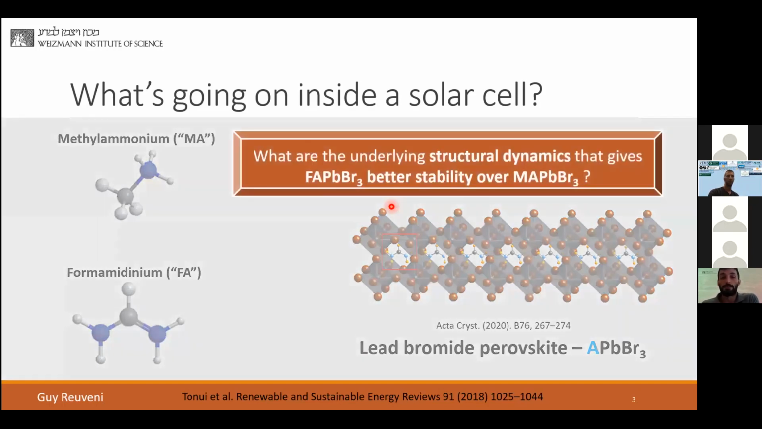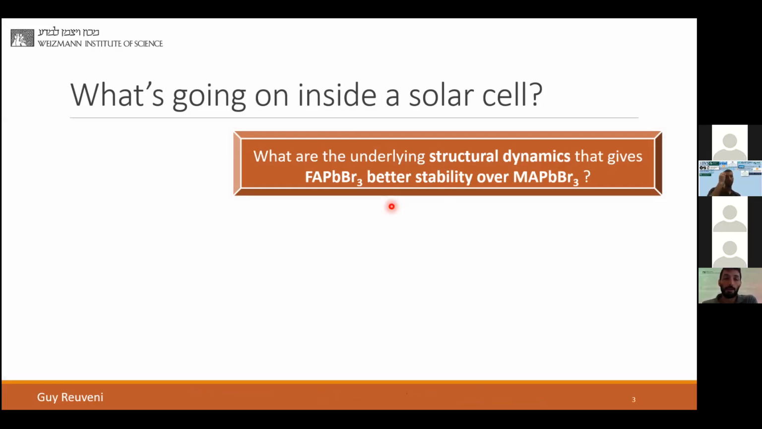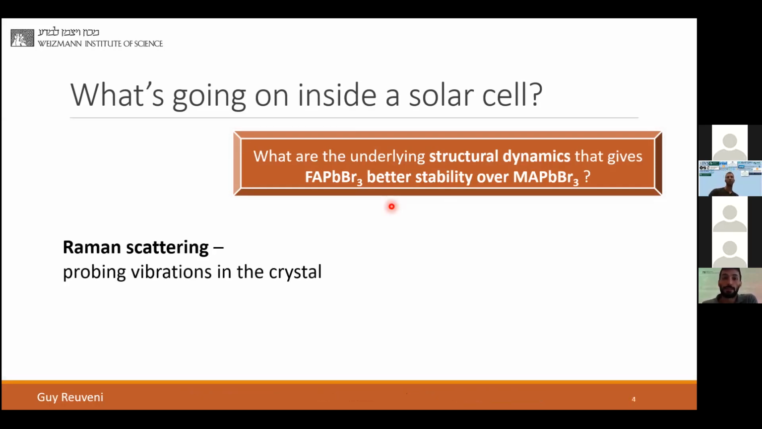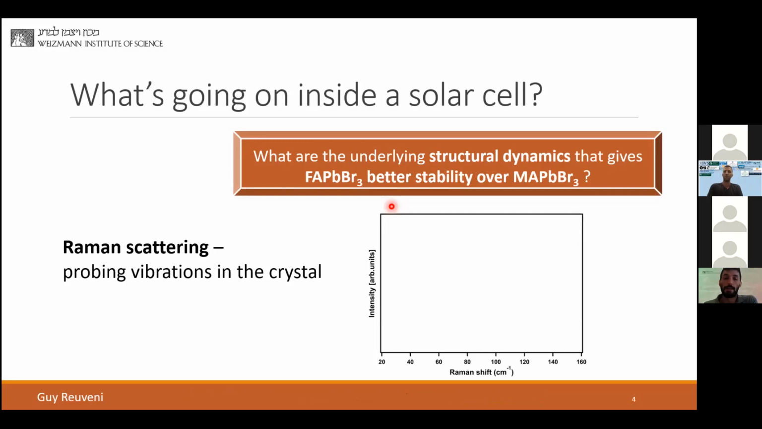So we ask ourselves in my study, what are the underlying structural dynamics, the vibrations, that give formamidinium better stability over methylammonium lead bromide? In order to understand and to learn the structural dynamics, a good method to do so is Raman scattering, which allows us to probe vibrations inside the crystal. And just as a short brief, I'll show you a schematic of a Raman spectrum, so we can have a common language in the rest of this talk.